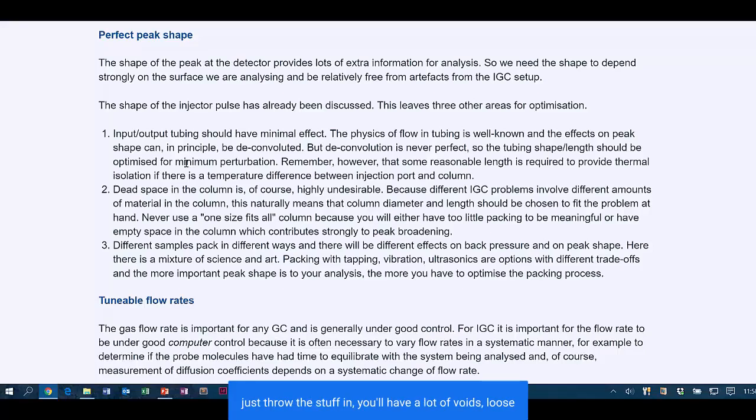If you just throw the stuff in, you'll have a lot of voids, loose packing, and a lot of peak spreading. So you need to pack it properly via tapping, vibration, or ultrasonics, whichever actually works. That's an art in its own right, but you need to do all those things to ensure that the peak shape is as perfect as possible.